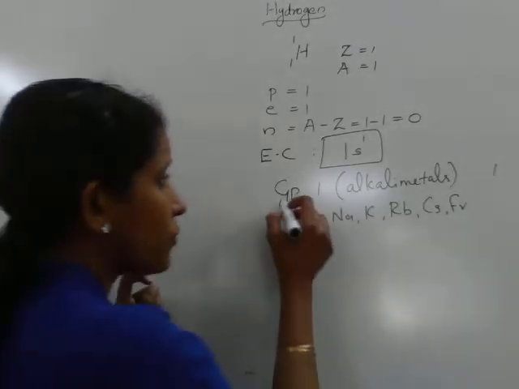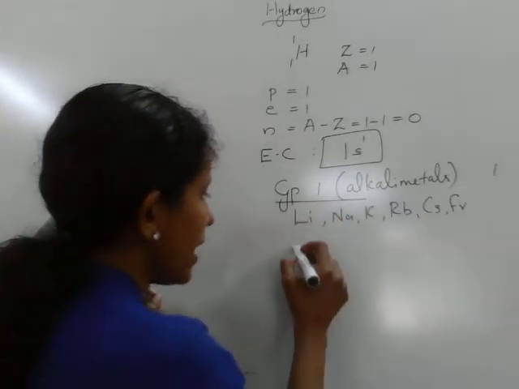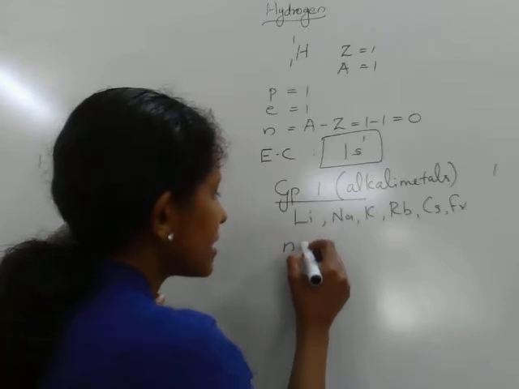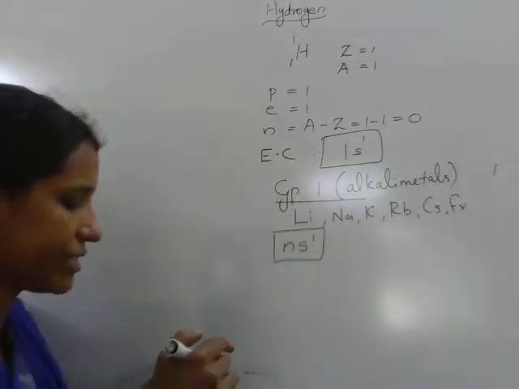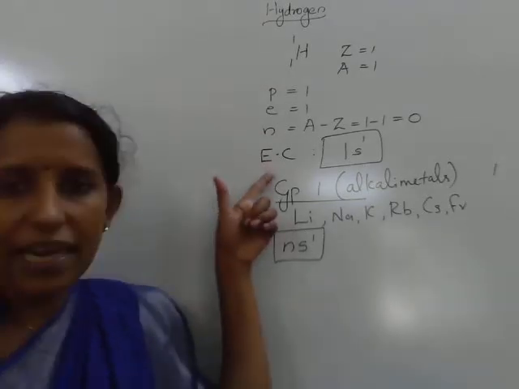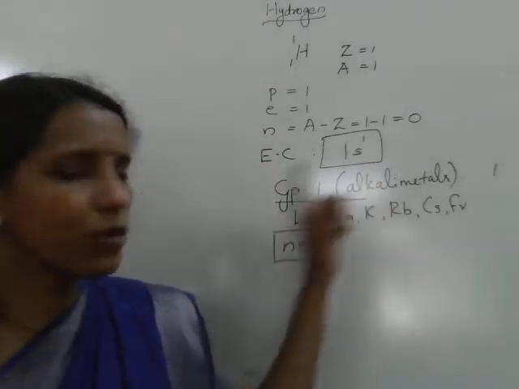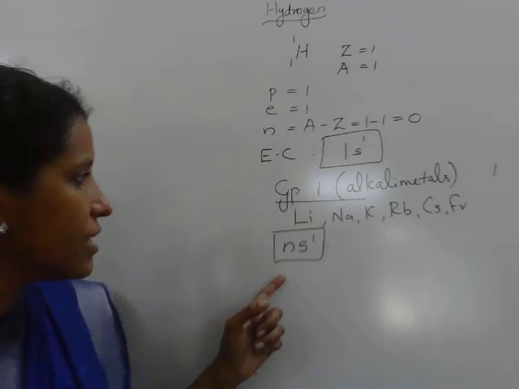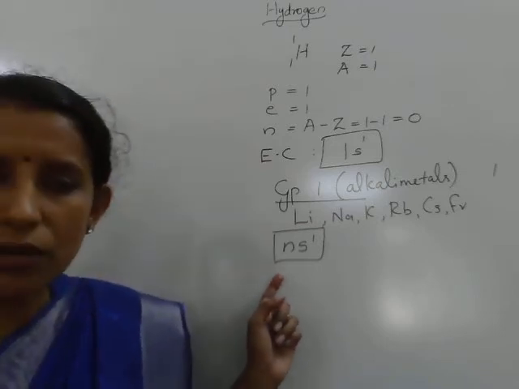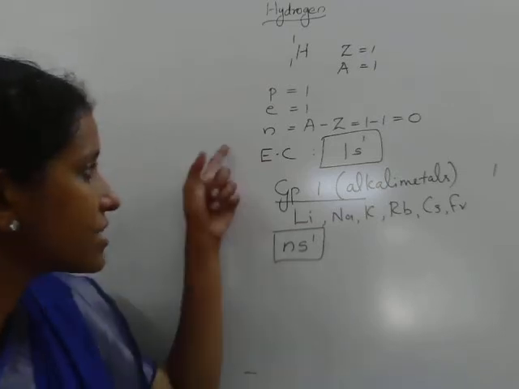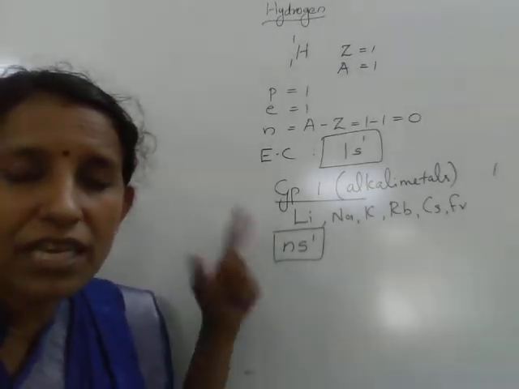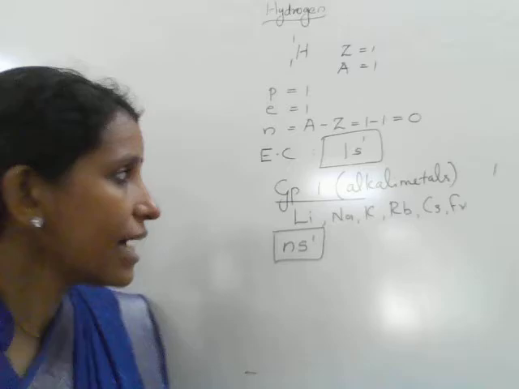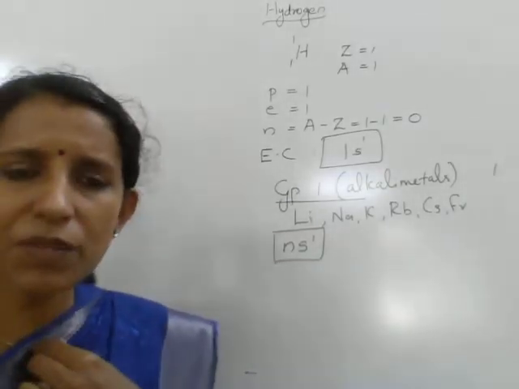We know that group 1 elements, alkali metals, also have the general valence electronic configuration ns1. Only one valence electron, just like a hydrogen atom. Hydrogen atom also has 1s1 configuration. Group 1 elements have a similar configuration. That means hydrogen and the group 1 elements have similar electronic configuration, and they show similarity in some of the properties also.